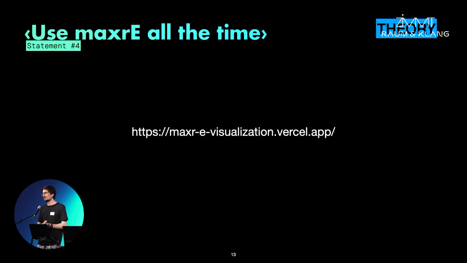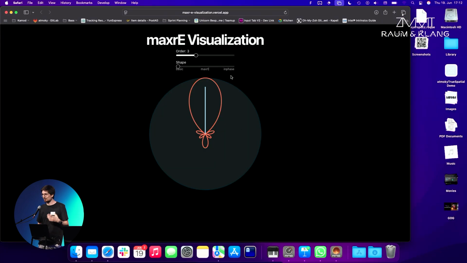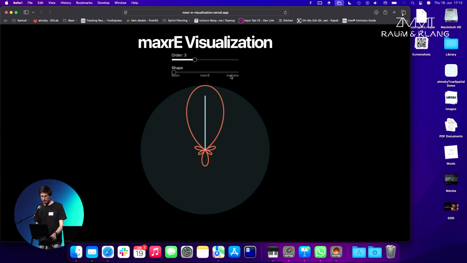So we come to statement number 4. Use max RE all the time. I was thinking for a long time about how to explain what max RE is, and I figured I must do a visualization, an interactive one. You usually should see a full circle around that, but the contrast setting doesn't allow that. That's an Ambisonic beam. If you pan a source into the front direction depicted here, you get that, and it's a third order beam, I have to say.